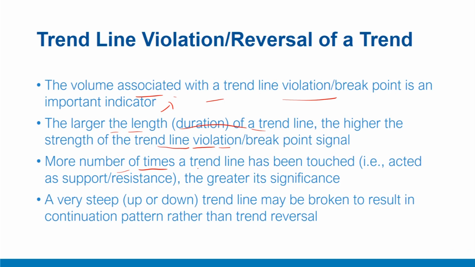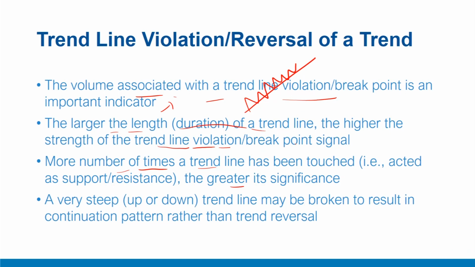The more times a trend line has been touched, or has acted as a support or resistance zone, the greater its significance. However, many times a very steep up or down trend line may be broken, but it may not result in a change in trend, only a continuation pattern rather than a trend reversal.